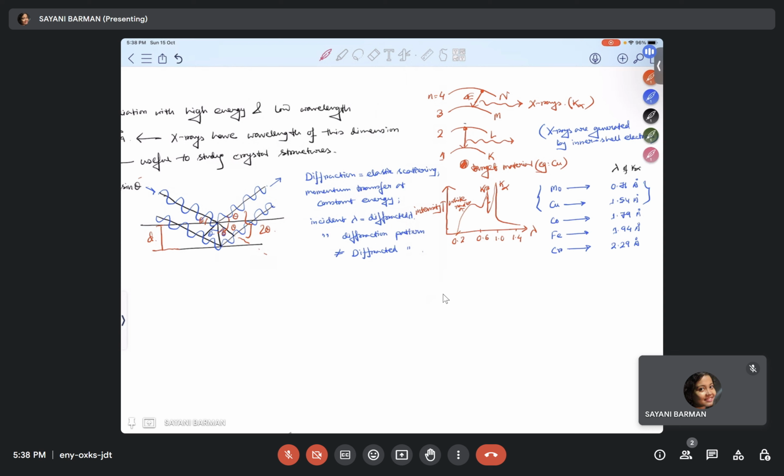Now, how do X-rays interact with the sample? Let's say a beam of X-rays directed at the crystal interacts with the electrons of the atoms in the crystal. The electrons oscillate under the influence of the incoming X-rays and become a secondary source of electromagnetic radiation. The secondary radiation is in all directions.